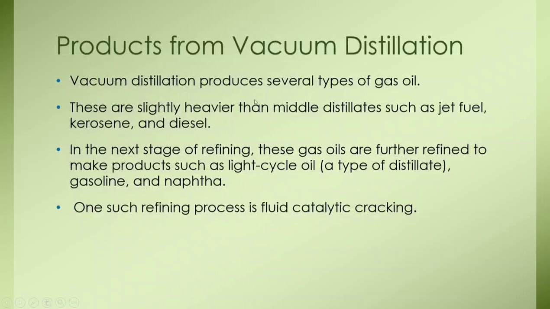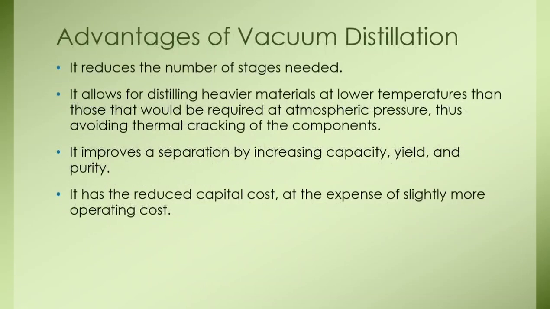Now vacuum distillation produces several types of gas oil, as we have already seen in the previous slide. Light vacuum gas oil and heavy vacuum gas oil are slightly heavier than middle distillates such as jet fuel, kerosene, and diesel, and these are further processed using the hydrotreating unit, FCC, or delayed coking unit. In the next stage of refining, these gas oils are further refined to make products such as light cycle oil, also a type of distillate, gasoline, and naphtha. One such refining process is fluid catalytic cracking.